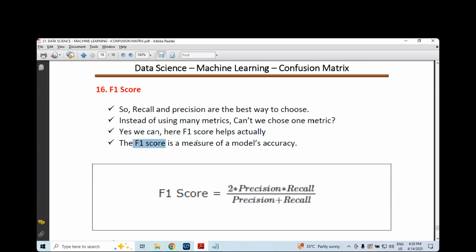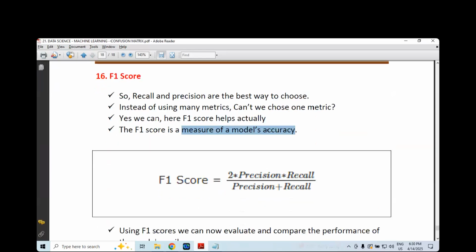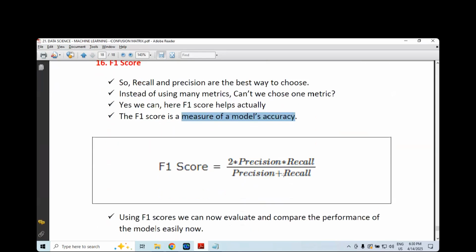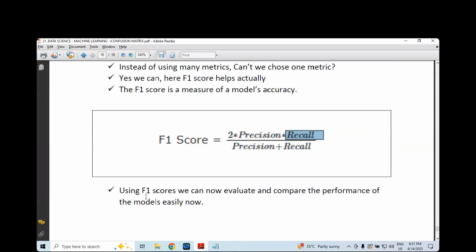The F1 score is a measure of the model's accuracy. F1 score is 2 into precision into recall divided by precision plus recall. Precision is covered. Can you tell me what recall is? True positive rate. Same thing like precision, the next one is recall. Using the F1 score, we can now evaluate and compare the performance of the model easily.